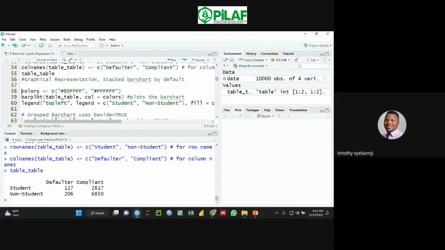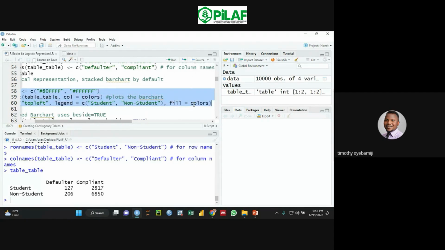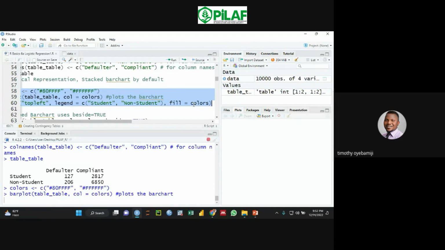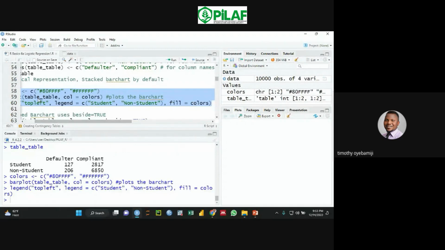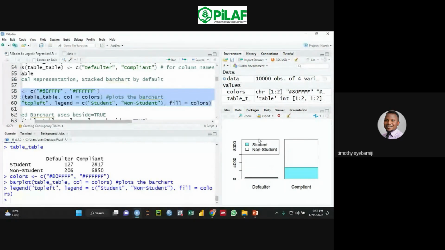Now this is not ggplot, it is just R base function. So you won't see ggplot here. Just to show the appropriate charts for contingency tables or even for tables. If you have a name for the table, you can as well put it here. So we have the defaulter and the compliance. Then we can see the legend as well.